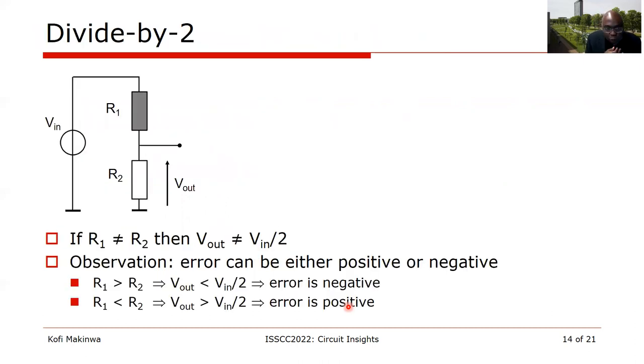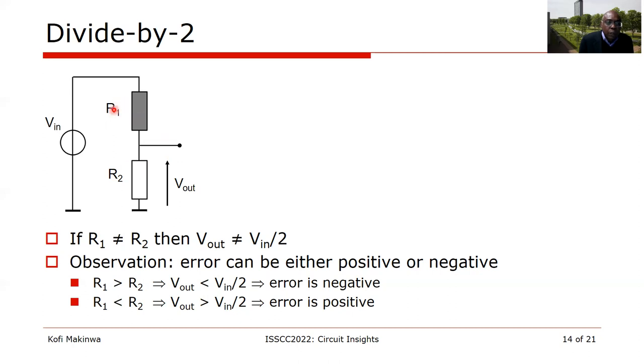Let's take an example. Suppose we want to make a divide by two, just a simple voltage divider. Well, here's your circuit, you put in the voltage here, you have two resistors, and they divide the voltage. Okay, fair enough. But your output would only be divided by two if these two resistors are exactly equal. Well, by now you figured out two resistors are never going to be equal because of manufacturing tolerances. The interesting observation is that the error that you get in this output voltage can be either positive or negative. It just depends on the relative values of these two resistors.